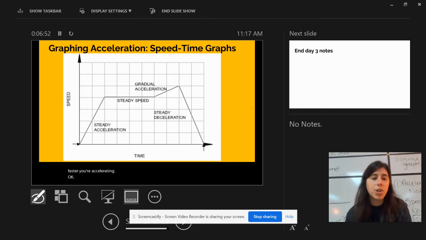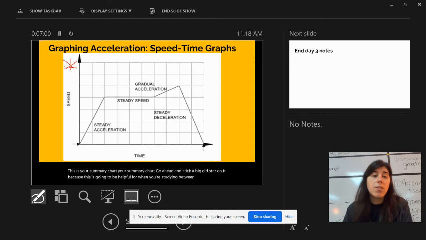This is your summary chart. Your summary chart, go ahead and stick a big old star on it, because this is going to be helpful for when you're studying between the different graphs. They're not overly difficult, but they do get tricky when I start to combine them. Always remember to read your y-axis before you start answering questions, because they do look the same and mean completely different things.